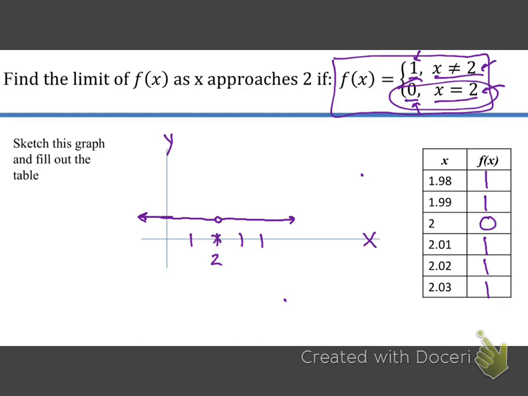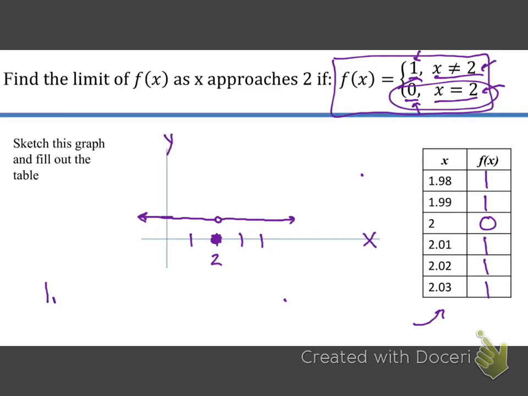I'm just going to make an X mark because I'm having trouble writing a dot on this program. So there should be a dot right there. We'll make it a mega huge dot. There we go. Okay, so this is what this graph looks like. The table is over there. Graph is right there. Now, our question asks, find the limit of f of x as x approaches 2.